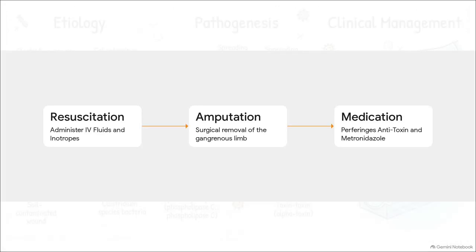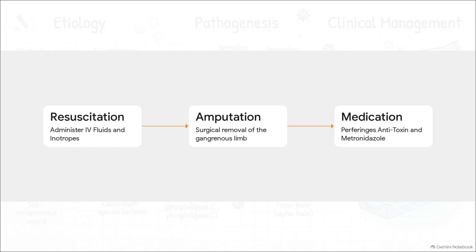Treatment is an aggressive multi-step beast. Step 1 is aggressive resuscitation. Your patient is likely heading into shock, so you're pushing IV fluids and inotropes to stabilize their hemodynamics. Step 2 is surgical source control. Unfortunately, this often means amputation of the gangrenous affected limb. You physically have to remove that dead anaerobic tissue where the bacteria are thriving.